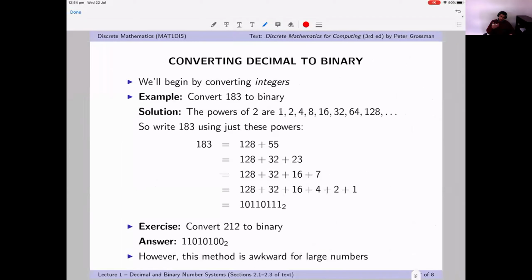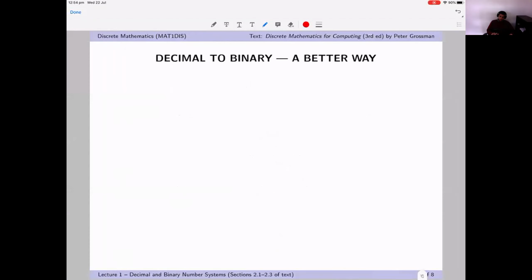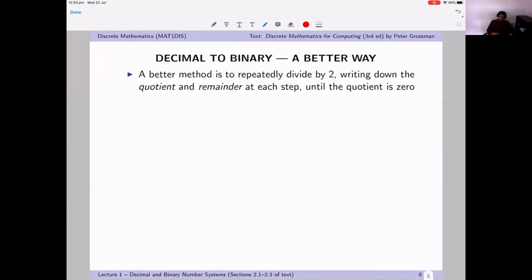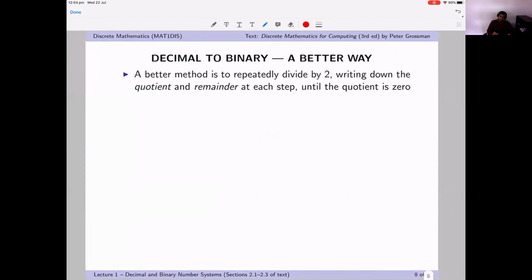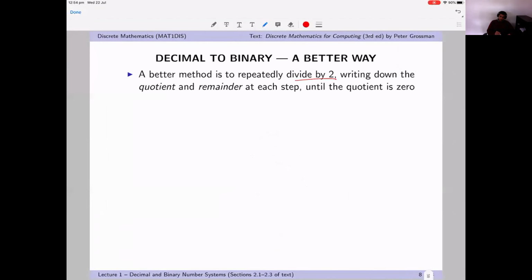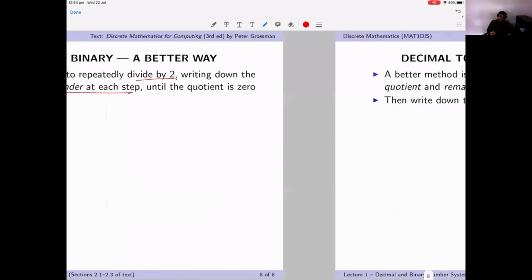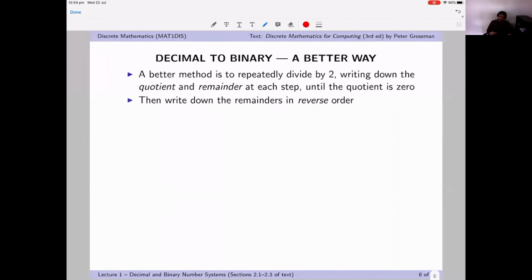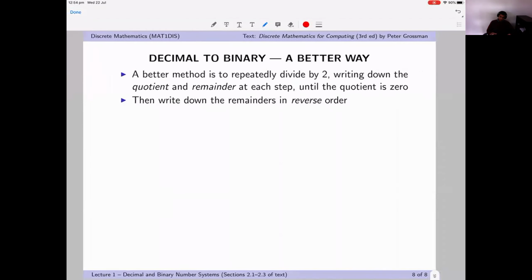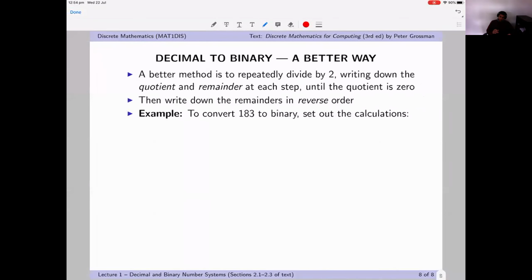So as I said, this method is a bit awkward to work with for large numbers. So we try to work on a slightly different method. And that different method is, you divide the number and write down all the quotients and remainders at each step until the quotient becomes 0. So how we do that: we have 183, and what we're going to do is divide by 2.